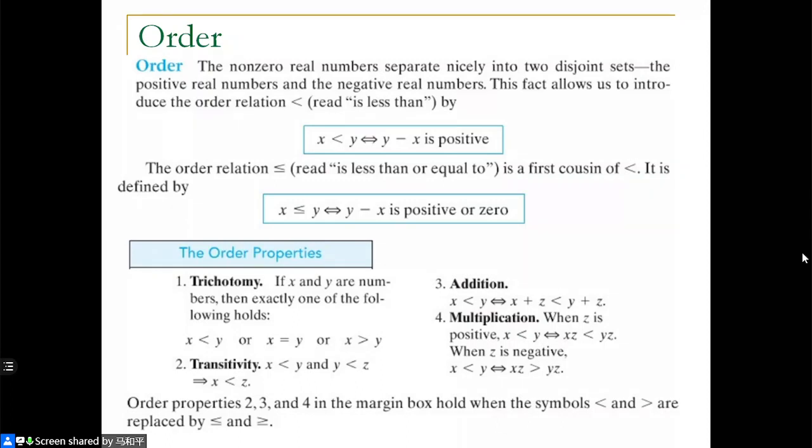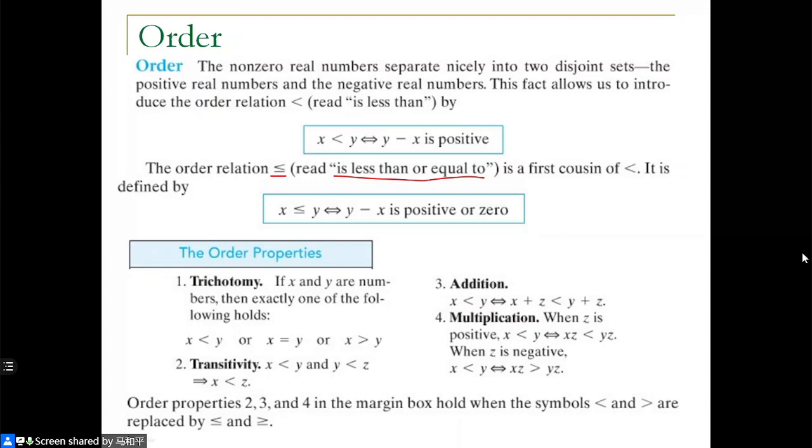This fact allows us to introduce the order relation. We write x is less than y if and only if y minus x is positive, right? It's greater than zero. The order relation less than or equal to is a first cousin of less than. It's defined by x is less than or equal to y if and only if y minus x is positive or zero. So we have the order properties.